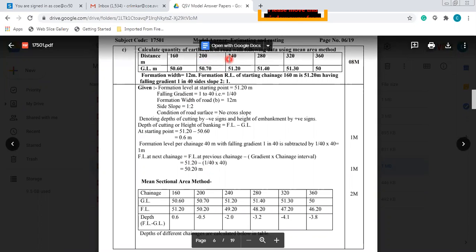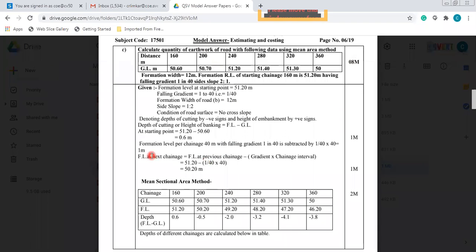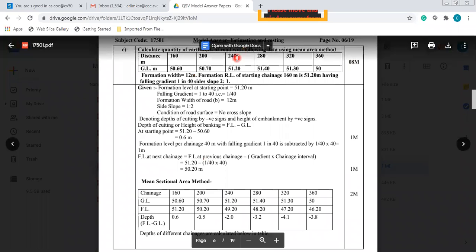Again you can see the difference: here is 200, here is 240, so the difference is 40 meters. So formation level at 200 meter chainage minus gradient, given as 1 in 40, which remains constant, multiplied by difference of chainage, 40. By doing the calculation, you will get the formation level at 240 meters. Similarly, you have to perform the task for the formation level at 280, 320 and 360 meters.